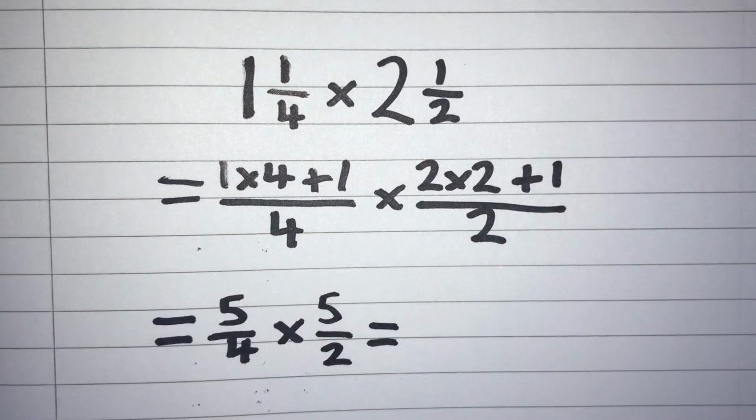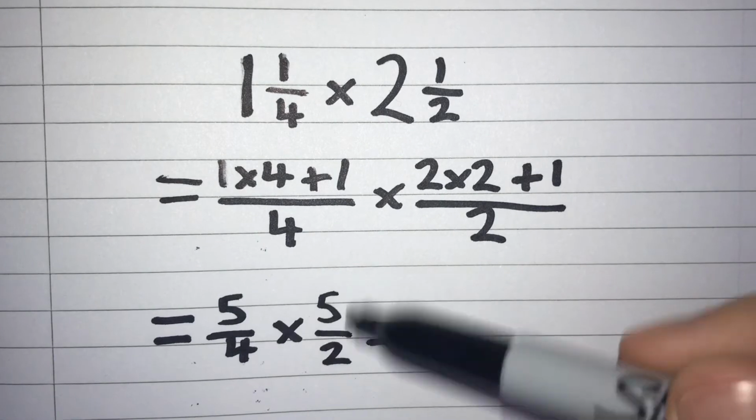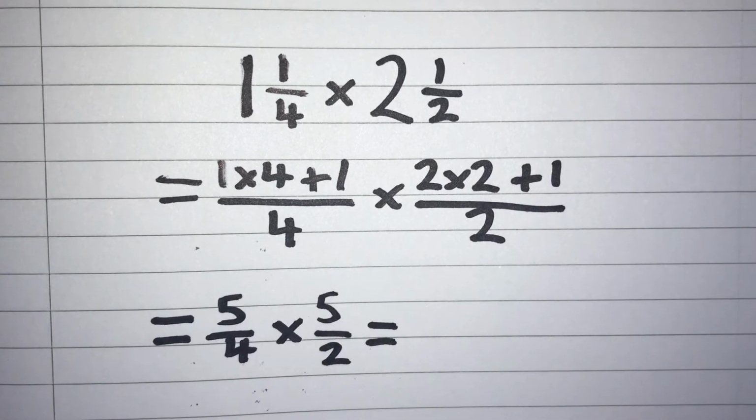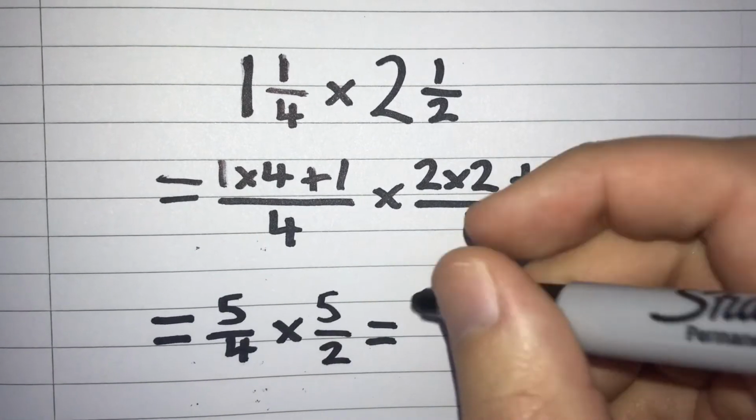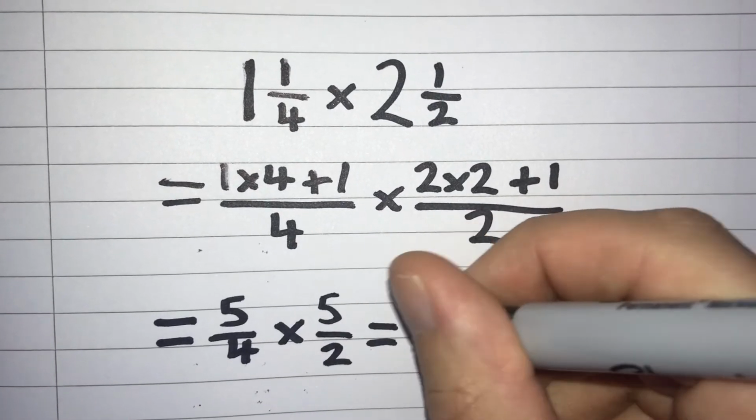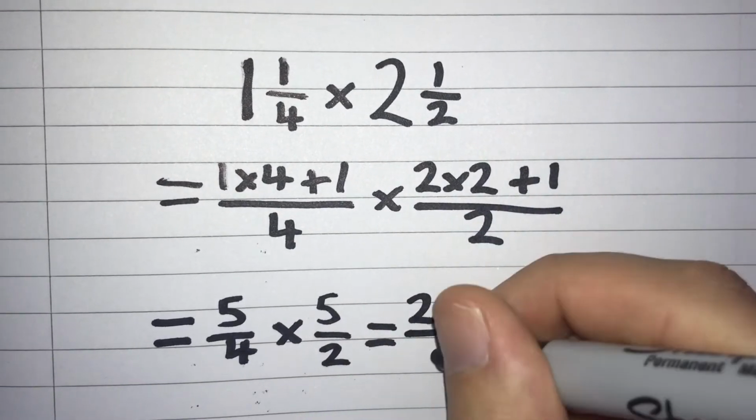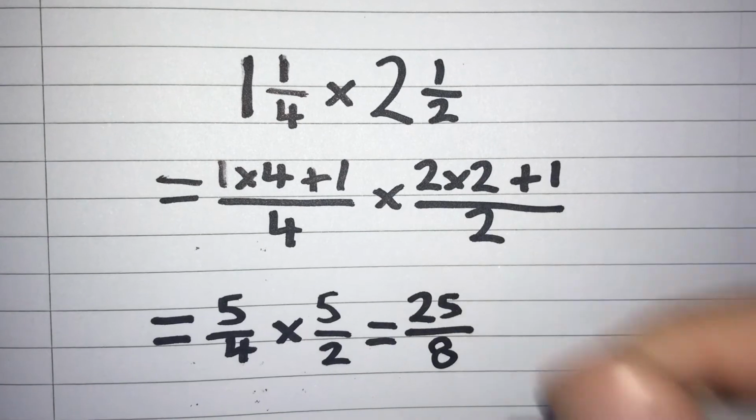Okay, now we're just multiplying fractions, so 5 over 4 multiplied by 5 over 2. Well, let's multiply our two numerators together. 5 times 5 gives us 25. 4 times 2 gives us 8. So we get 25 over 8.